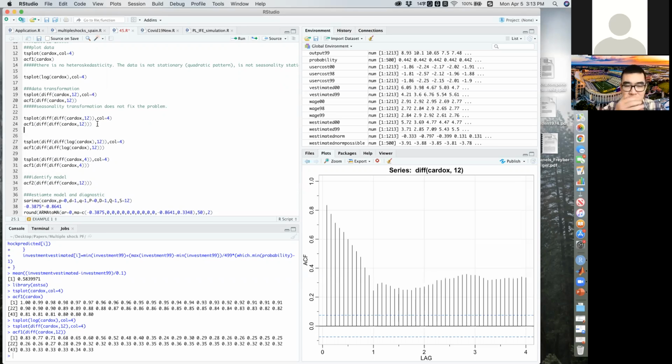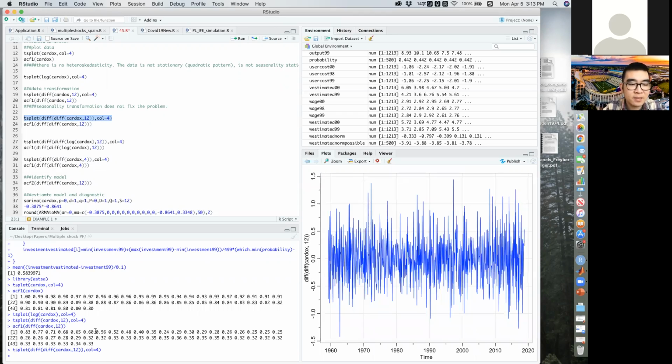So now let's include the regular transformation. This command does two things. First, it does a regular transformation, which is this diff part, and it also does a seasonal transformation, which is diff 12. This is the plot that we got if we do these two transformations simultaneously. You can see the mean is pretty constant, and it seems that there is not much seasonality trend here. Let's check the ACF to confirm this.